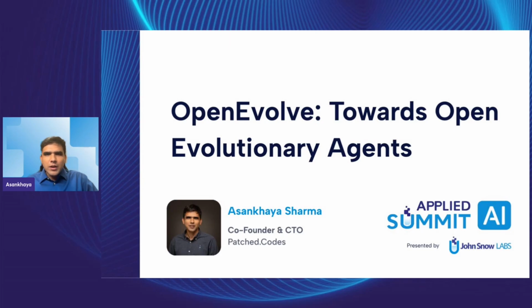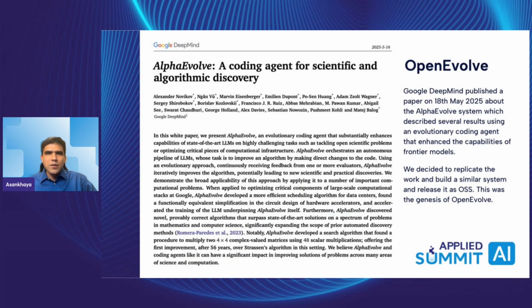Hi, everyone. Really glad to be here today to present about my open source project, OpenEvolve, and some of the work that we've been doing around building open evolutionary agents. So I would like to start from the very beginning and talk just a little bit about the genesis of this project. We started off earlier this year, right after this paper that was published from Google DeepMind, AlphaEvolve.